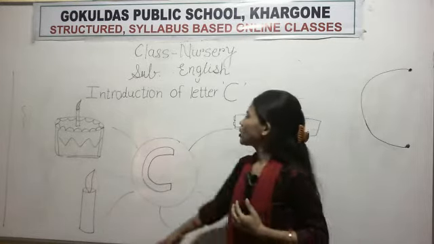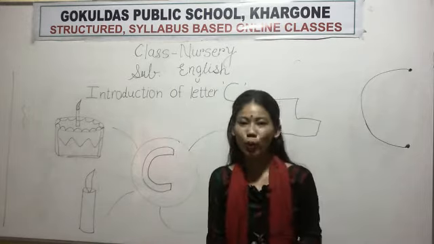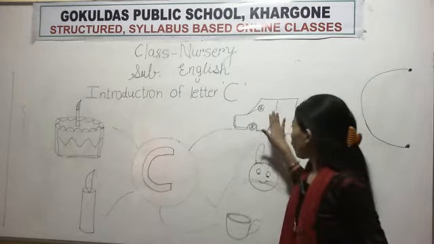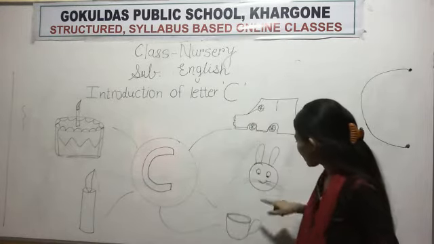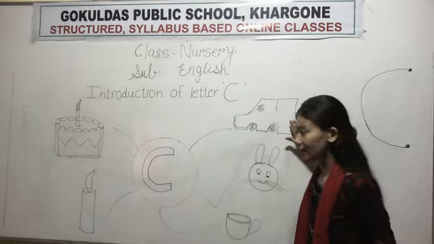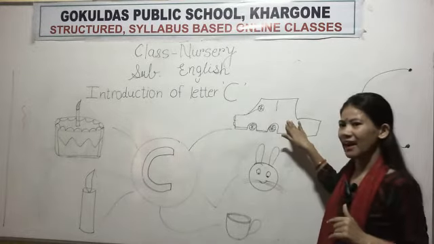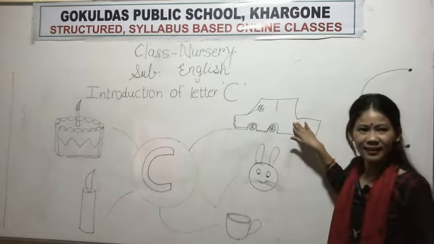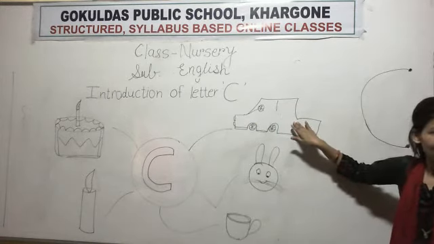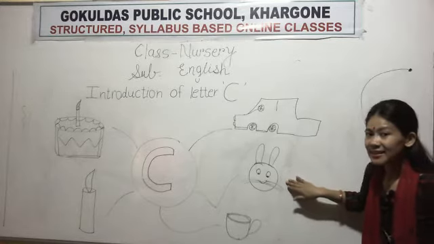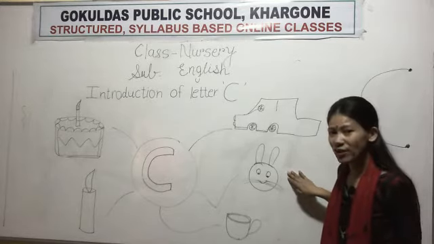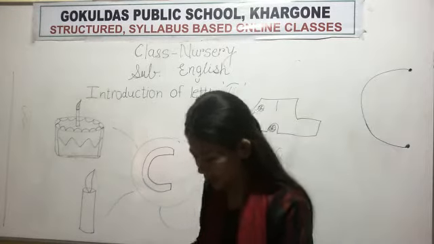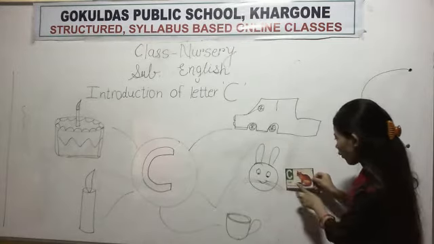So, please revise all of this at home, okay? We have to identify the picture also. See, what stands for C? This is car. C for car. This is cat. Which picture is this? This is cat. Meow. C for cat.